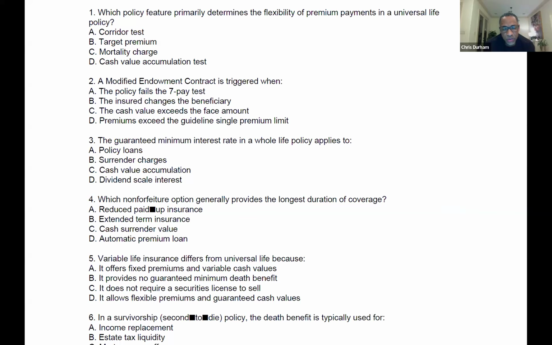Reduced paid up is going to give you less coverage for the longest duration. Paid up is permanent. That's why the answer is A, because the question says gives you coverage for the longest duration. If the same question said which option gives you the most coverage, the answer would be B, extended term, because it's going to give you the same coverage you had till the term runs out. And if the question had said which option gives you your money in a lump sum and the policy cannot be reinstated, then the answer would have been C. Okay. All right.